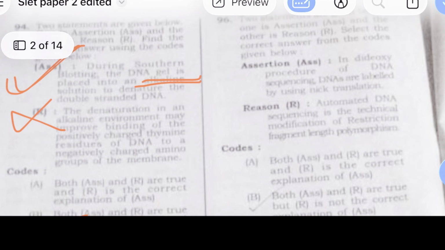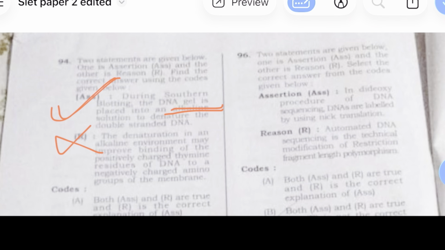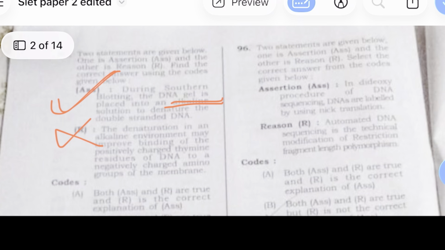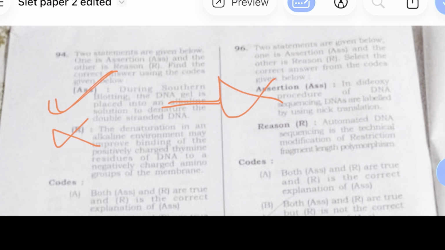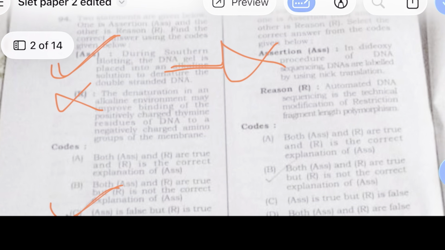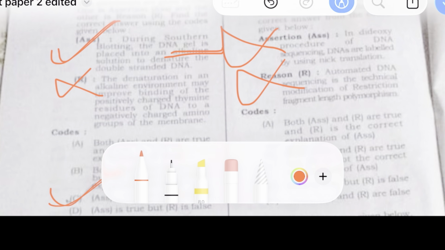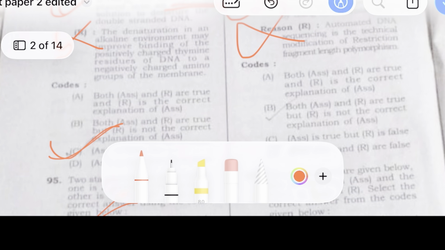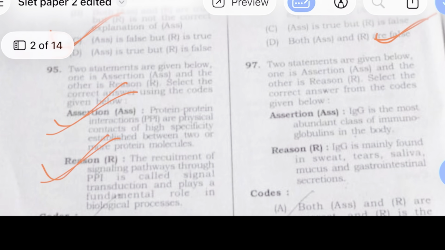Next question is from sequencing. It is saying that in Sanger sequencing, dideoxy procedure fragments are labeled using nick translation. No, nick translation is not at all used. So assertion will be false. Instead of nick translation, radiolabeled ddNTP is used, and the reason is also wrong here. So option D will be correct.